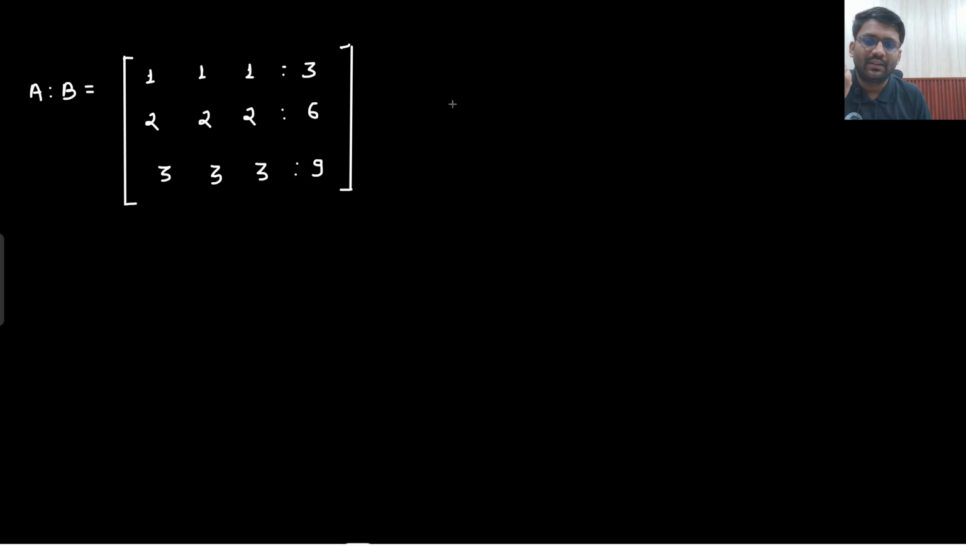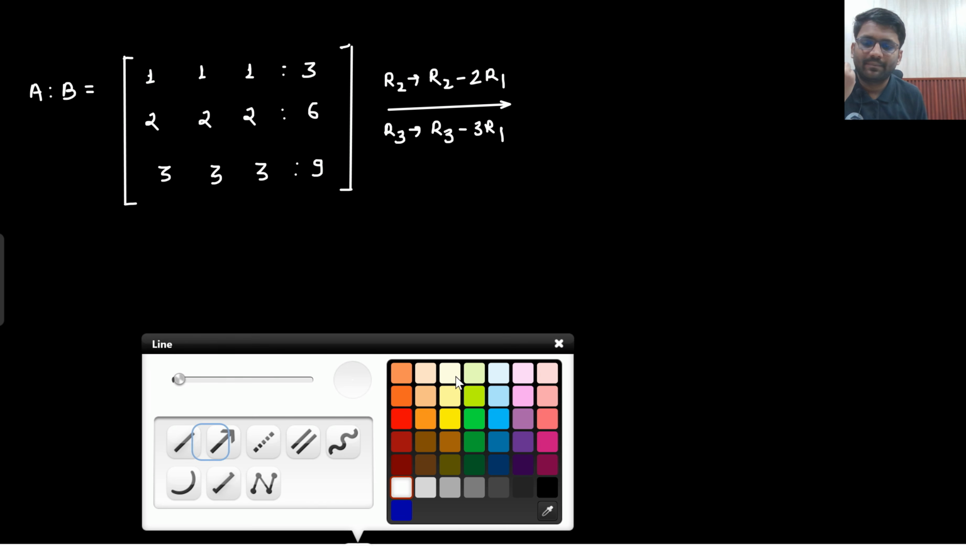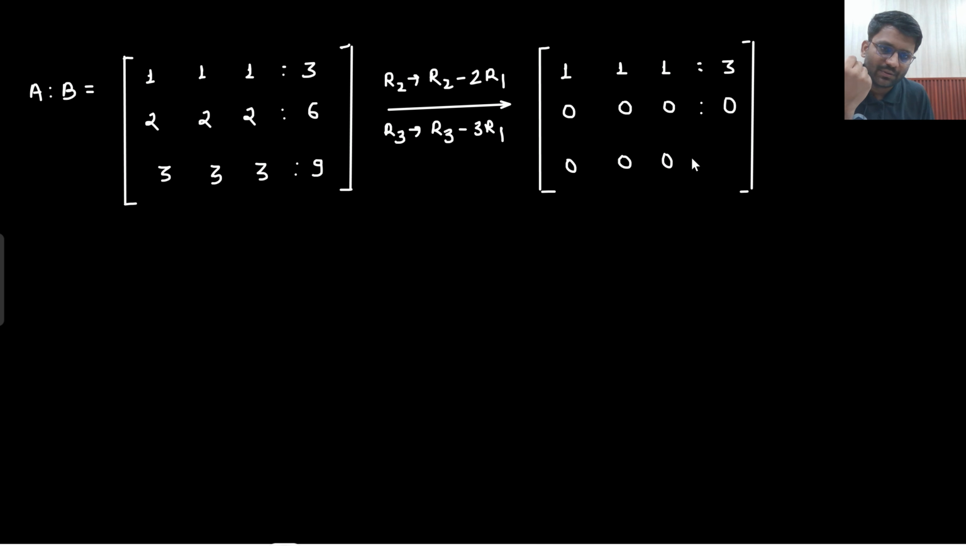First treat A augmented B as a full matrix. Forget about this ratio sign. Simply find out the row echelon form. What will be the row echelon form? R2 being replaced with R2 minus 2R1 and R3 being replaced with R3 minus 3R1. So what is the answer we are getting? The first row would be 1, 1, 1, 3, then 0, 0, 0, 0, then 0, 0, 0, 0.